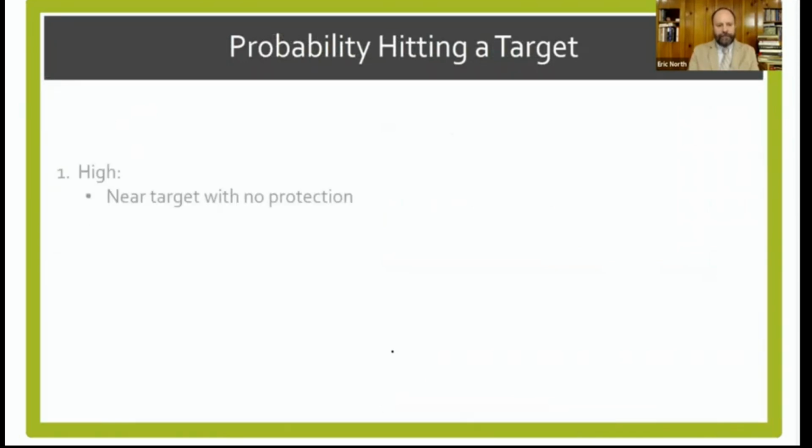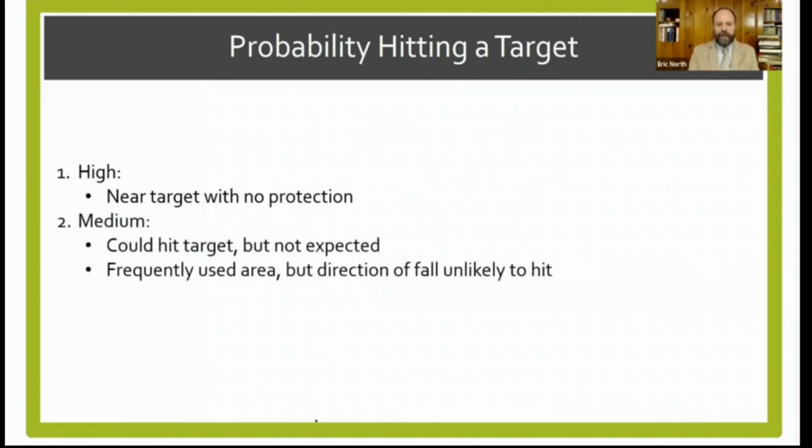Probability of hitting a target. So you have a high probability, which means that there's basically no protection for the target. It's nearby. If the failure does happen, it's going to hit the target. Medium could hit the target, but not expected. Frequently used areas, but maybe the direction of fall isn't there.